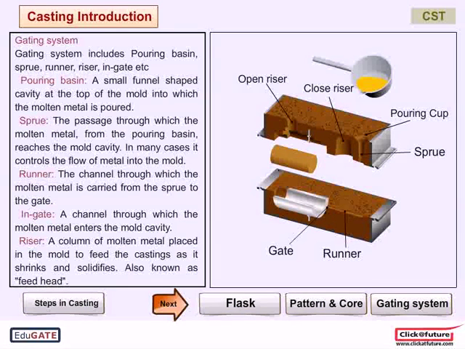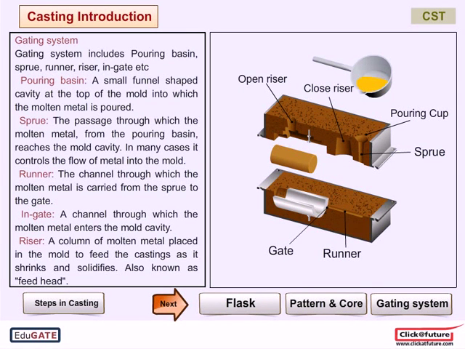Pouring basin. A small funnel-shaped cavity at the top of the mold into which the molten metal is poured. Acts as reservoir. Prevents slag from entering the mold cavity by means of skimmer or skim. Walls of pouring basin are made inclined 45 degrees to the horizontal.